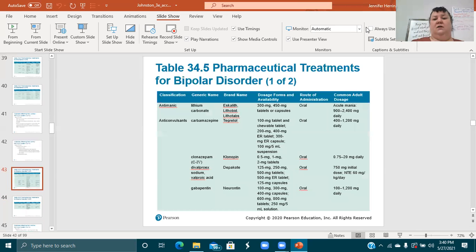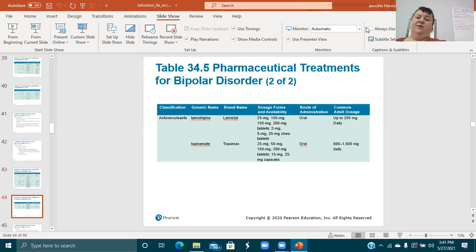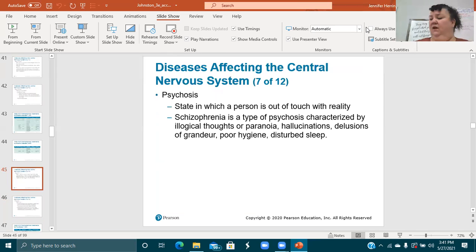Table 34.5 on page 591 depicts pharmaceutical treatments for bipolar disorder. Again, please do look through this table at your own pace. Next, we have psychosis. Psychosis is on page 591 of the text. This is a state in which a person is out of touch with reality.